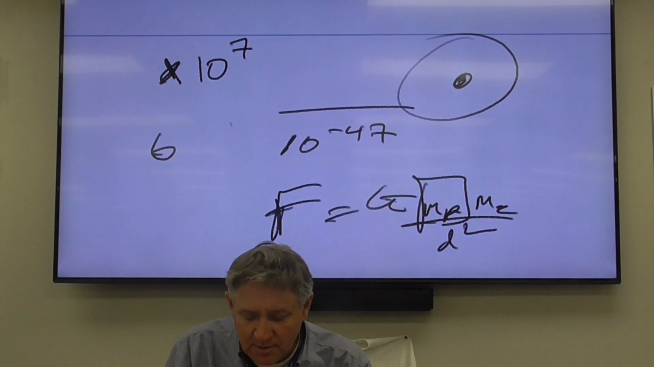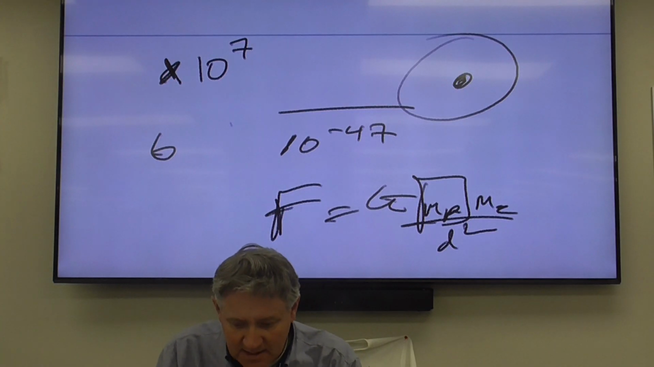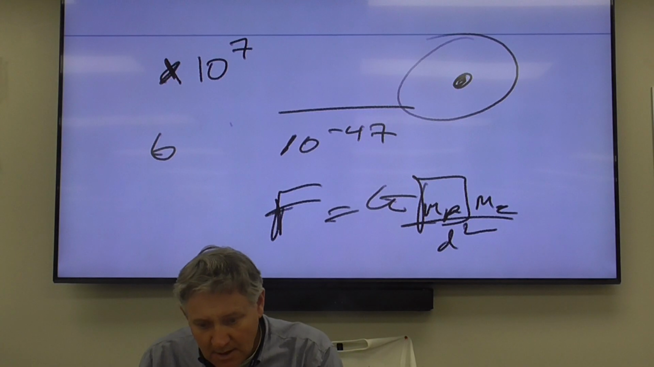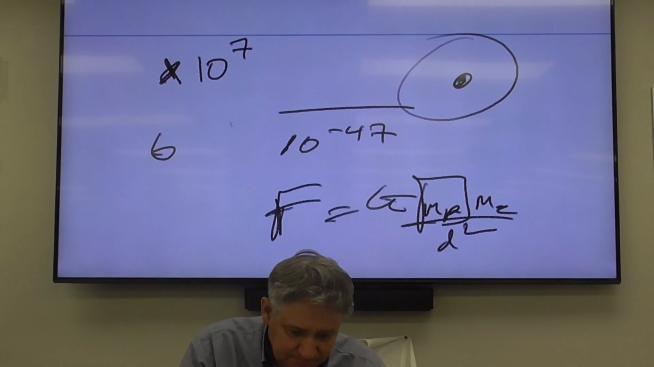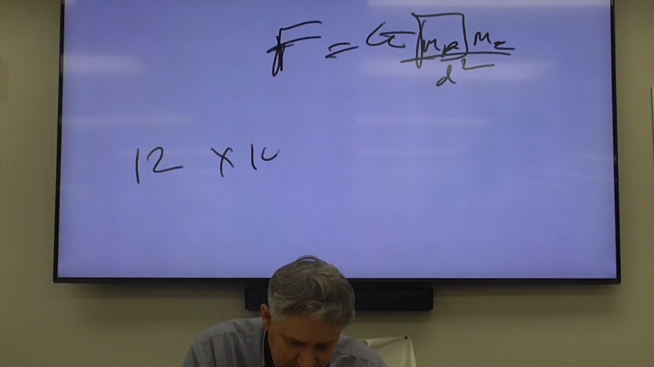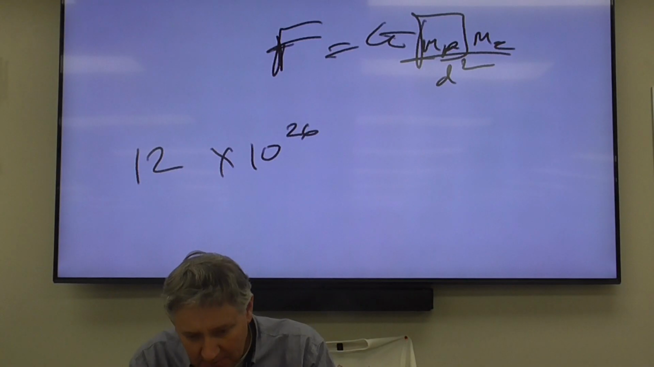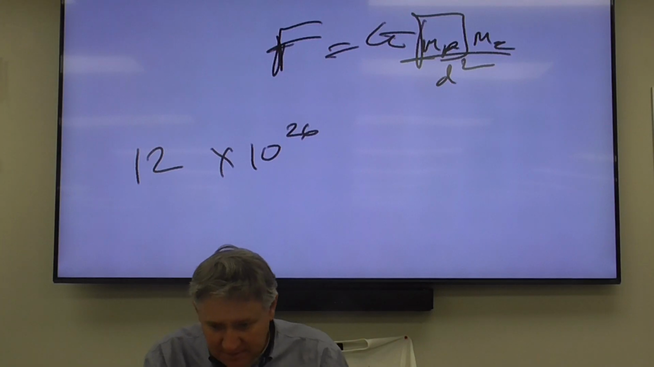When you get to number 12 and you're finding the mass of Saturn, that should be something times 10 to the 26th. So number 12 is 10 to the 26th. Okay? Now, let's talk about number 13.